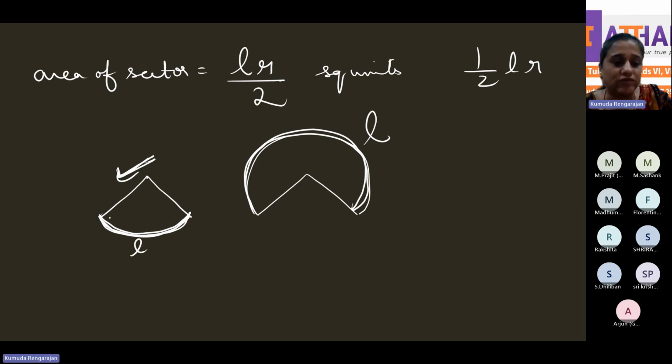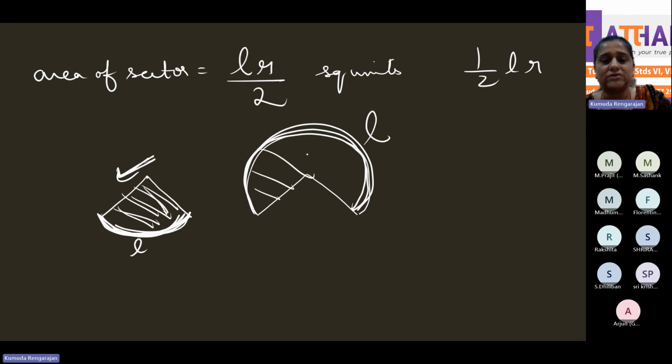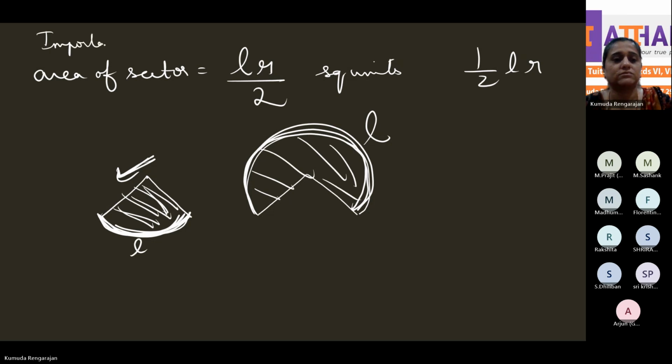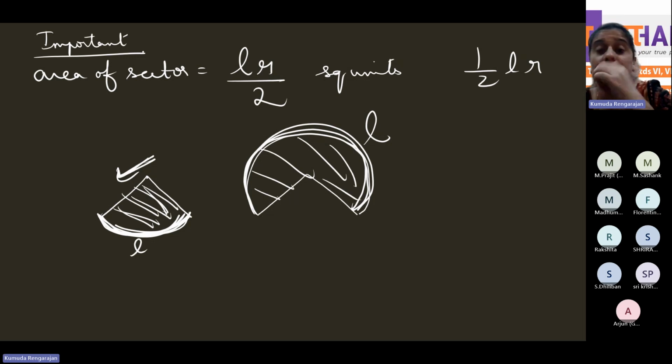So if you take the length of this arc, the minor arc, into R by 2, it will give you the area of this sector. If you take the length of the major arc into R by 2, it will give you the area of the major sector. Very important formula: area of sector is equal to LR by 2 square units.